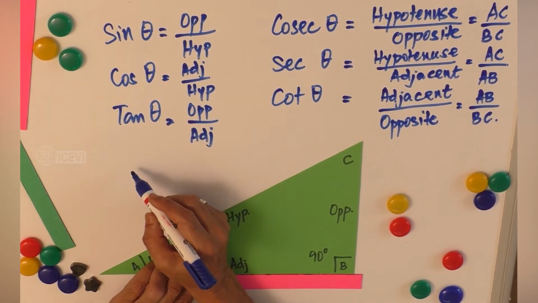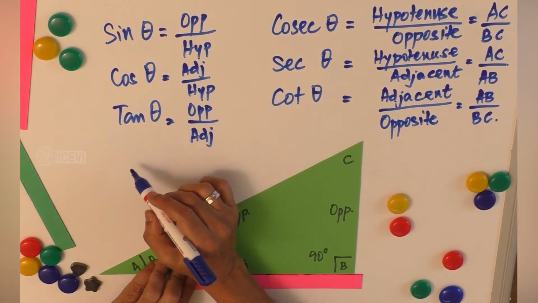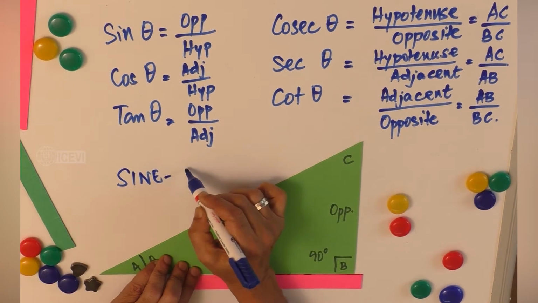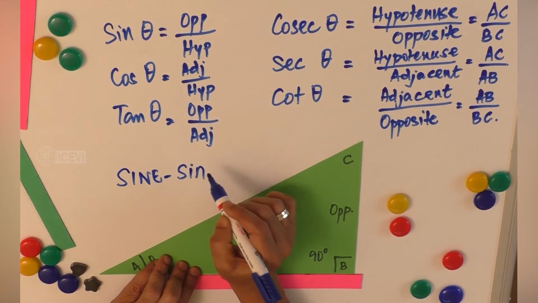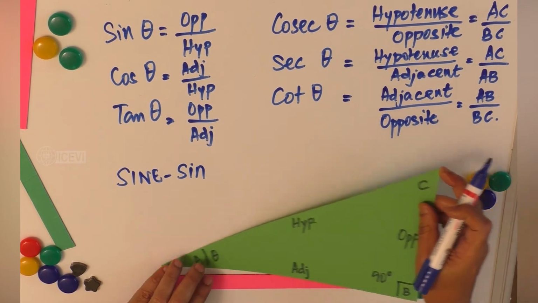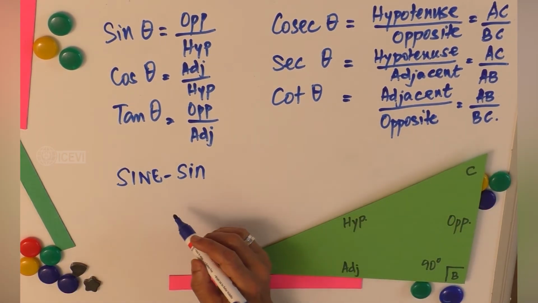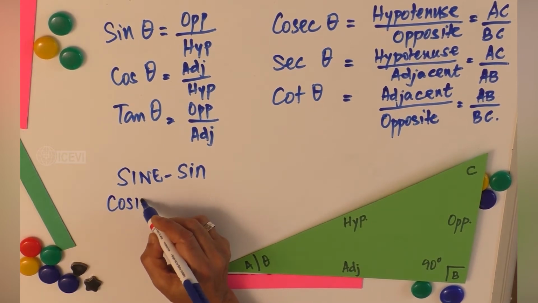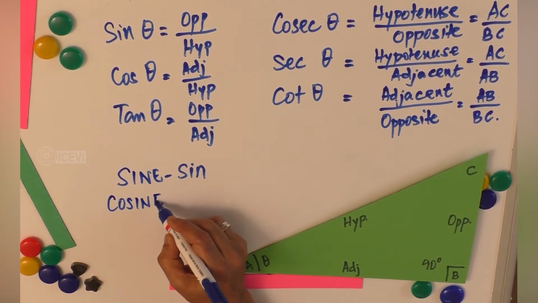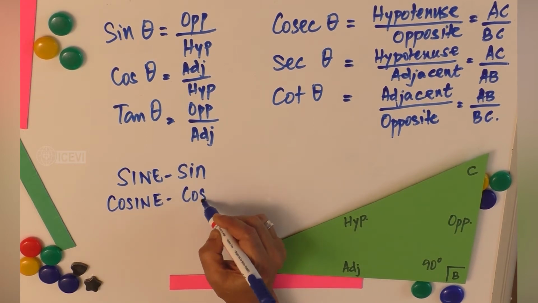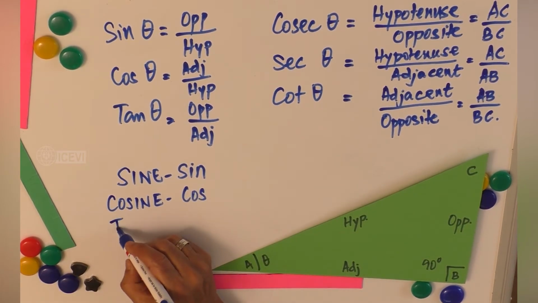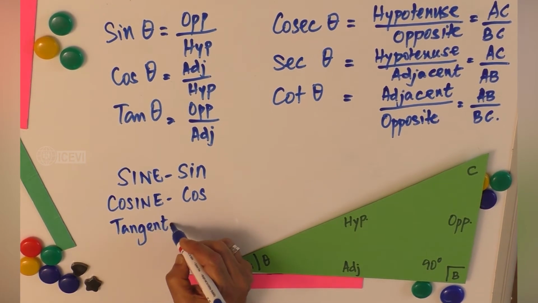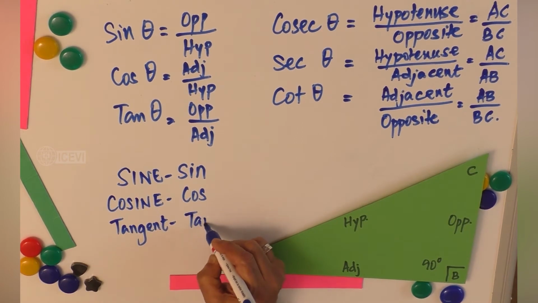So let us recap. The full form of sine is S-I-N-E. The short form is sin. So whenever we write sin, it indicates sine theta. Now the full form of cos is cosine. It is indicated by cos. The full form of tan is tangent. So it is indicated by tan.